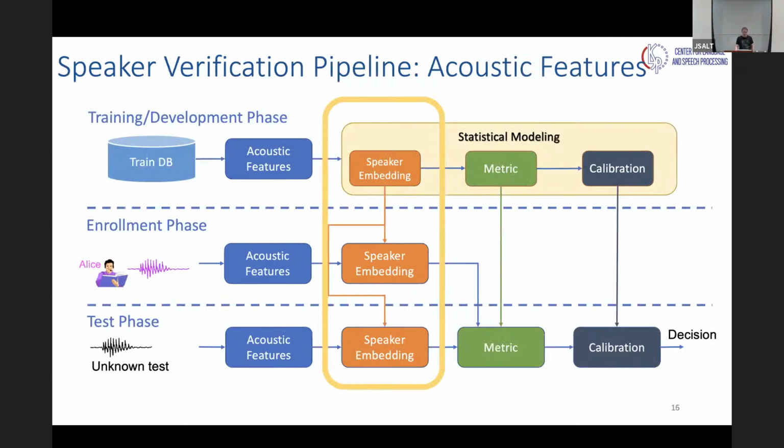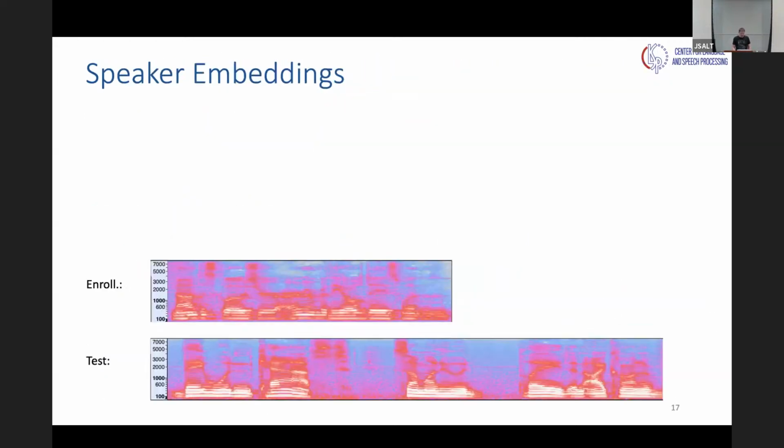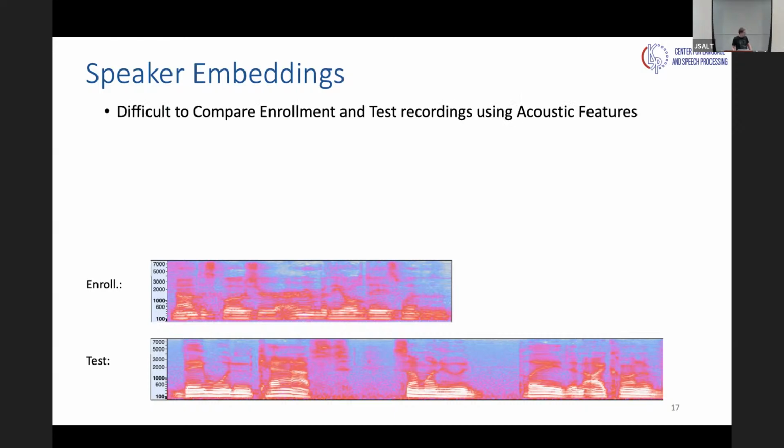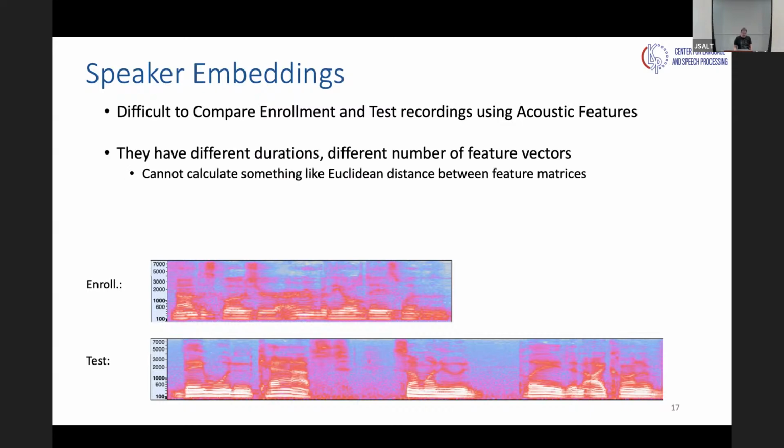Okay, so once you have the acoustic features, you will calculate the speaker embeddings. Why do we calculate the speaker embeddings? Suppose that you have some enrollment audio where the MEL filter bands look like this, and some test audio where you have these other MEL filter bands. If you want to compare these two matrices, it's going to be difficult, right? Because each of these matrices has a different duration, and in each of them the person says different things.